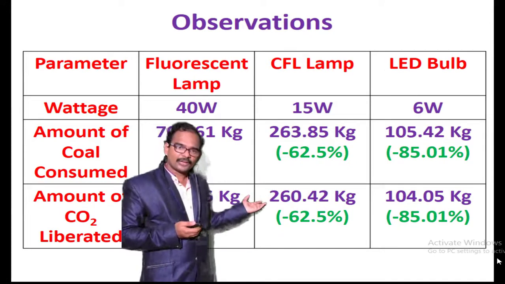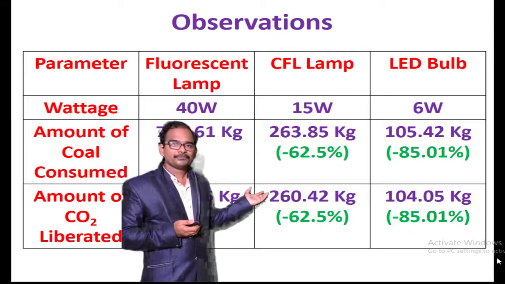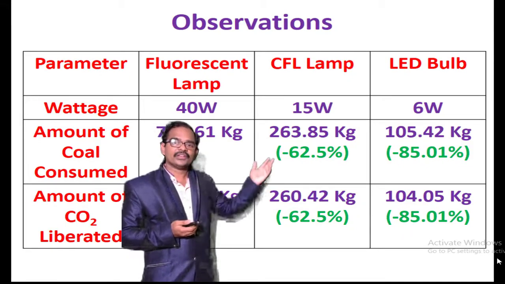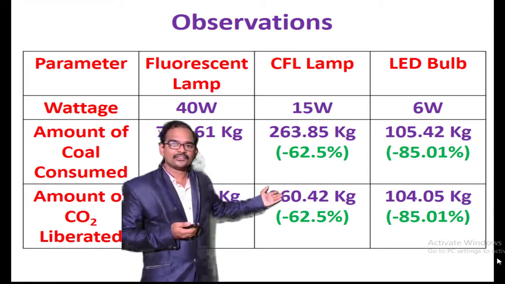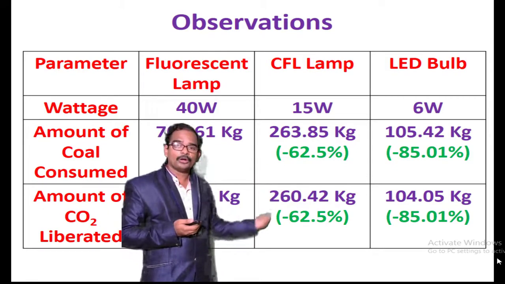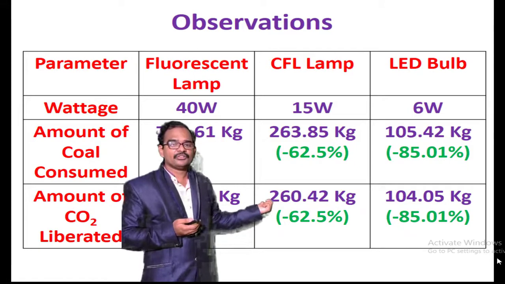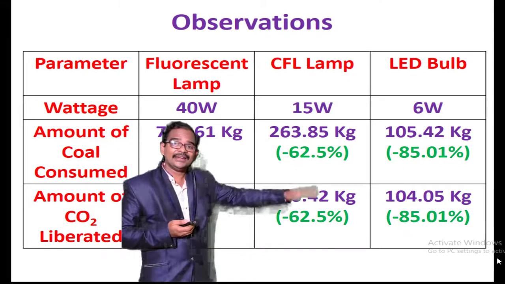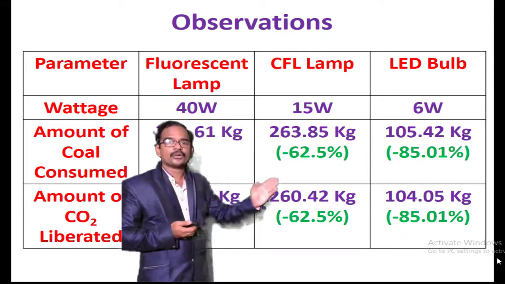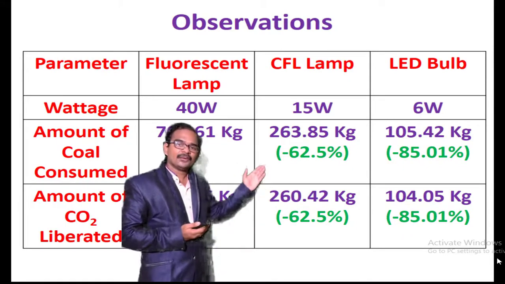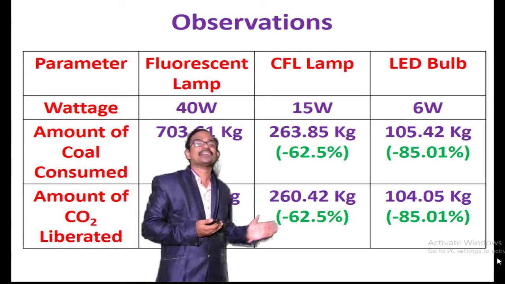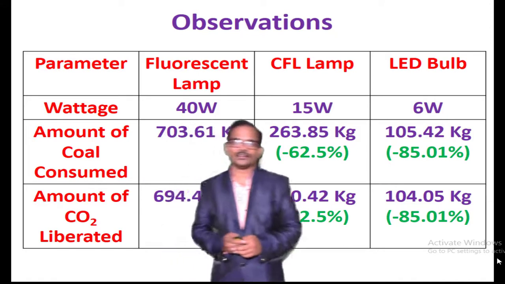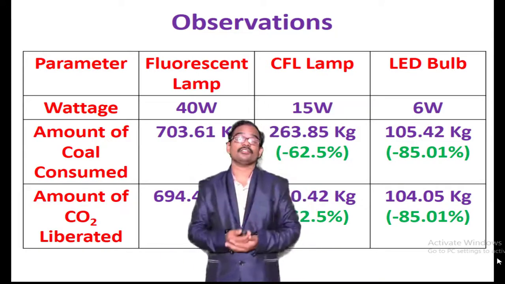And what is the amount of carbon dioxide liberated into the atmosphere? If I am using a fluorescent lamp, 694.46 kg. But if I am using a CFL lamp, the CO2 emission is dropped down to 260 kg, which is around 62% reduction in the CO2 emission. Using a LED lamp, I am reducing it further to 104 kg, which is nothing but a further 85% reduction in the CO2 liberation. It is how our essence of energy conservation goes.